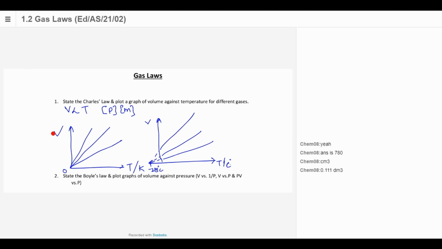So first we'll write Charles's law. Charles's law states that the volume of a known mass of gas at constant pressure is directly proportional to the temperature.